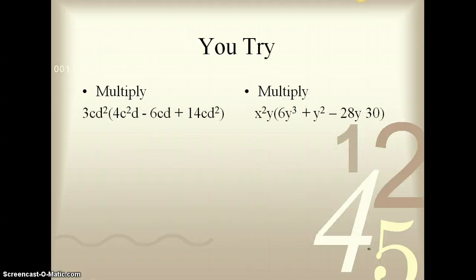Your turn to try. Multiply 3cd squared times 4c squared d minus 6cd plus 14cd squared. And then also multiply x squared times y times the quantity 6y cubed plus y squared minus 28y, and this should have been a plus 30, but the plus got removed. And that's it. That's the end of the first video.